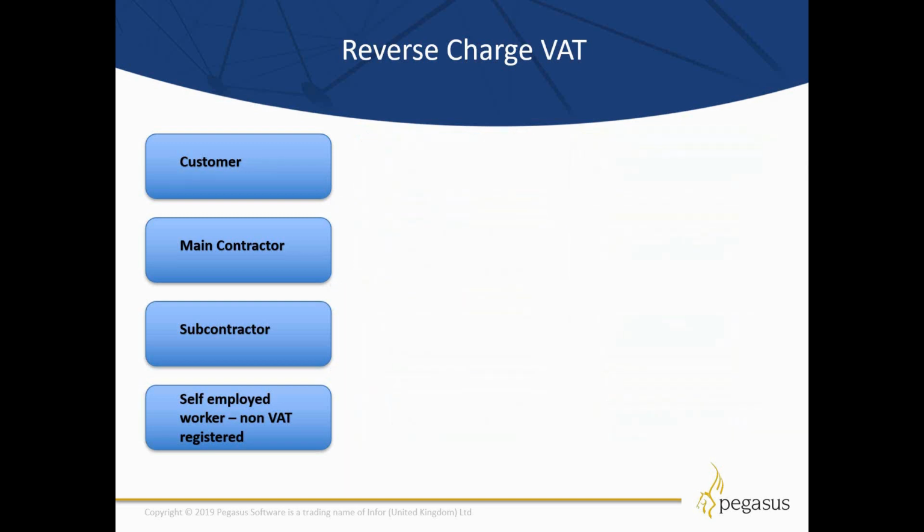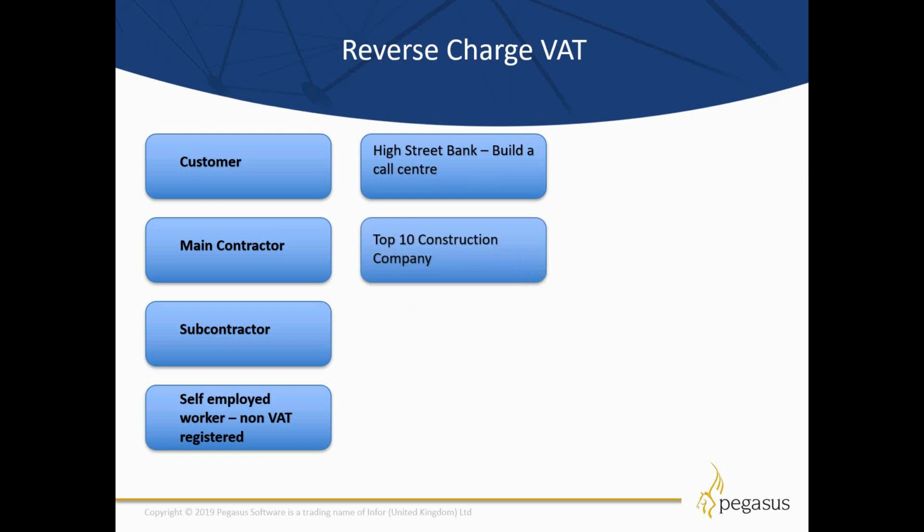Now, remember what I said at the beginning of this flow diagram. The customer could be a large high street bank such as Barclays or NatWest, and maybe they're looking to have a new call centre built in, say, Manchester. They might engage one of the UK's largest construction companies as a main contractor to build that call centre for them.